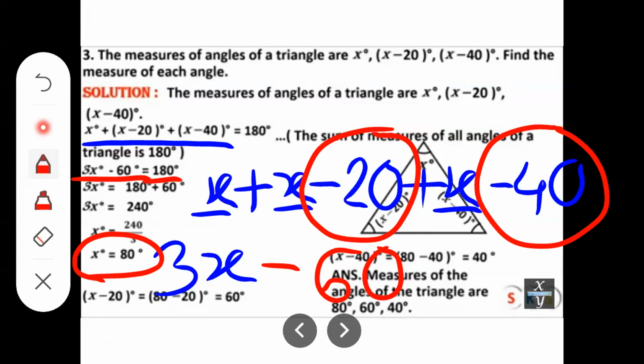This 60 gets subtracted. That 60 is minus with 3x, so with 180 that will be plus.